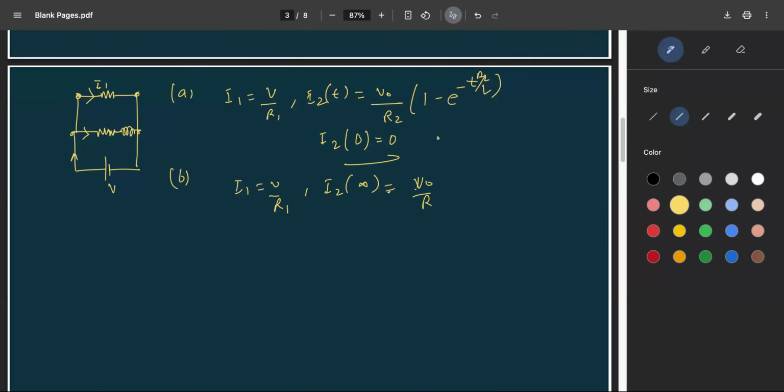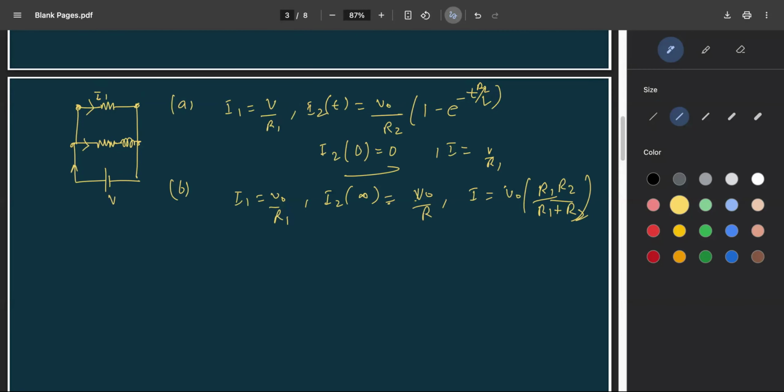So if I ask what is the total current I1 plus I2, that is V by R1. Here it will come out as I equals V naught (R1 plus R2) divided by R1 R2. You can try to add it and you will get this. So Kate, now just let me know if you understood this problem. Yes. Okay, I hope this makes sense a little bit.